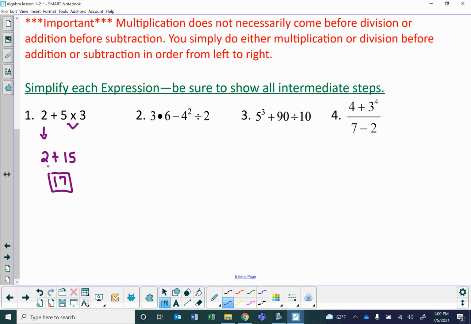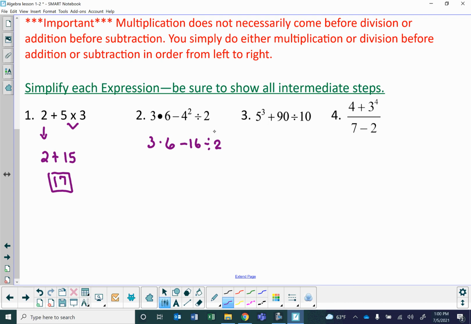Okay, let's take a look at this problem. 3 times 6 minus 4 squared divided by 2. Okay, there are no grouping symbols, no parentheses whatsoever. But there are exponents, so I have to take care of my exponents. So I'm going to leave my 3 times 6, and I'm going to leave my subtraction. But 4 squared is 4 times 4, which is not 8. It's not 4 times 2. It's 4 times 4, which is 16, and then divided by 2.